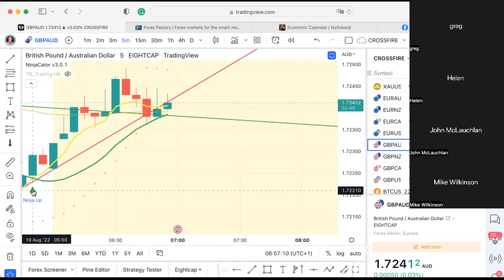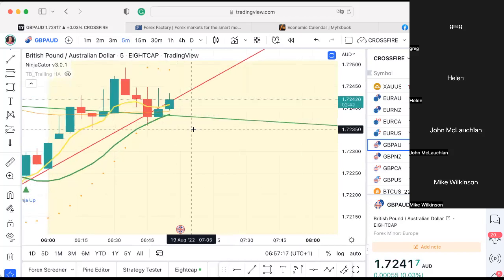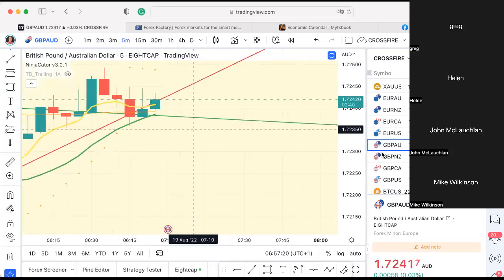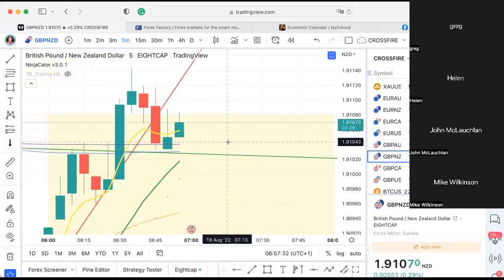We were in a ninja up before 6. We're still in the ninja up. I still regard that as indecision, consolidation, whatever you want to call it. And GBP, Aussie dollar, there we go. Sorry, GBP, New Zealand dollar, pretty much the same.